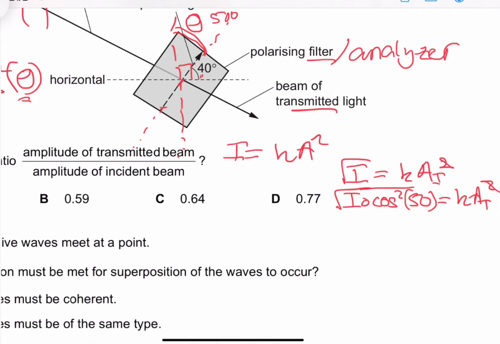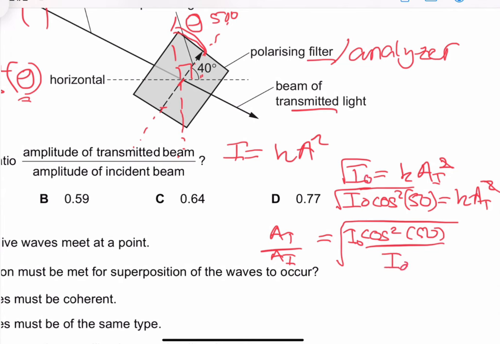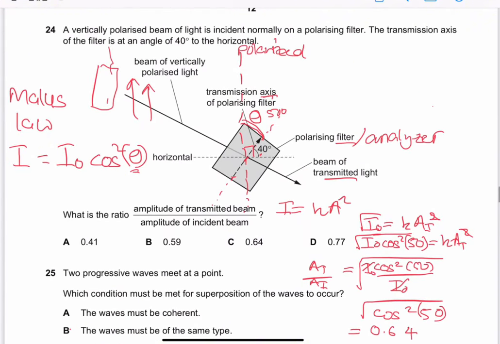So the ratio of the amplitude of the transmitted over the amplitude of the incident should be equal to the square root of cos squared of 50 times I naught, divided by this value of I, which is also I naught here. So these two will cancel out, right? So we just want to find this ratio of the amplitudes. We're left with the square root of cos squared of 50. If we were to punch this on our calculator, this would give us an answer of approximately 0.64, right?